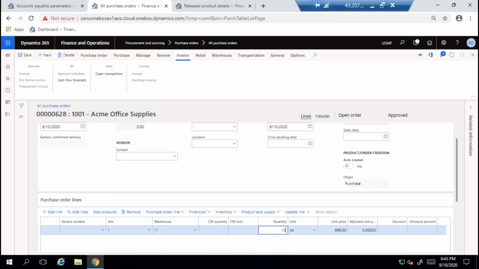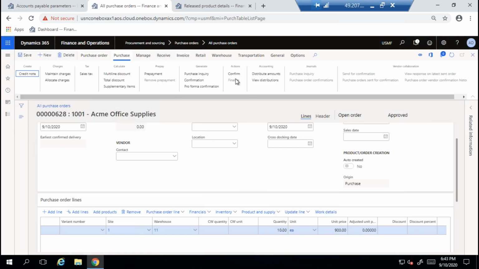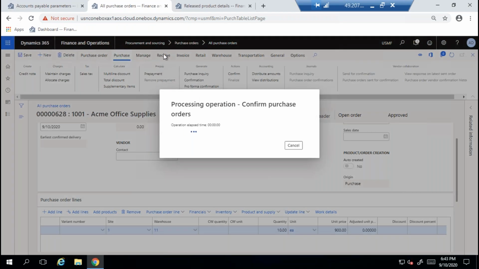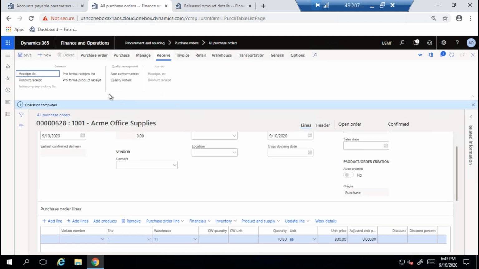So 10 quantity at the rate of, suppose, 900. I made it 900. Now I am doing confirm. So product receipt, this is the normal process. Till now you have understood.